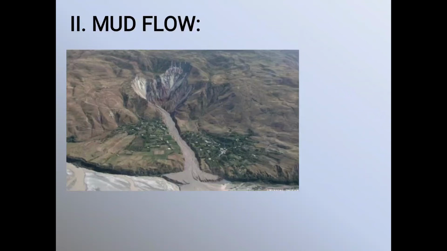Mud flows are characteristic of the dry regions because in such areas the vegetation is sparse and the infrequent rains are often torrential, and because of this torrential rainfall the mud flows.